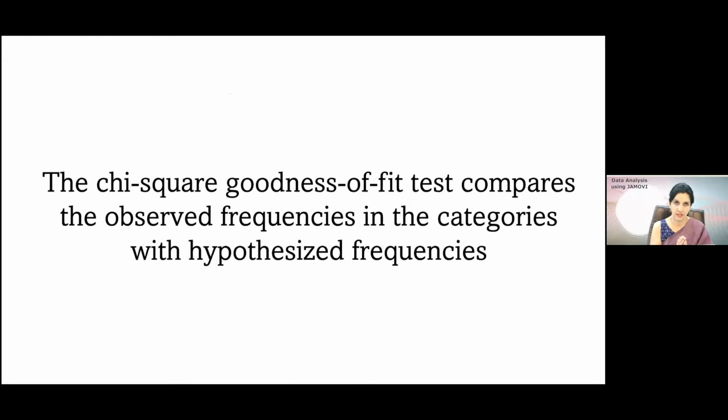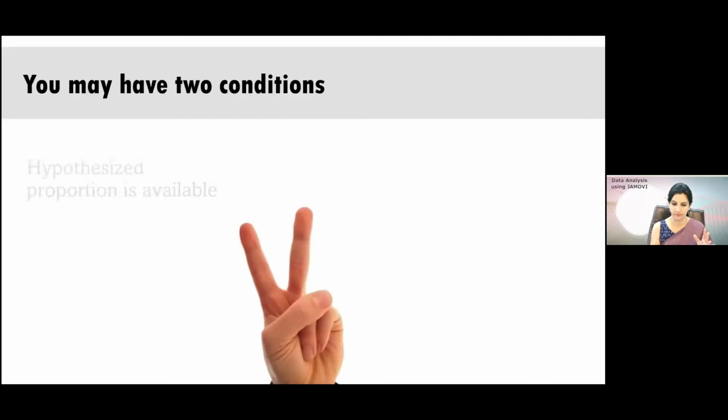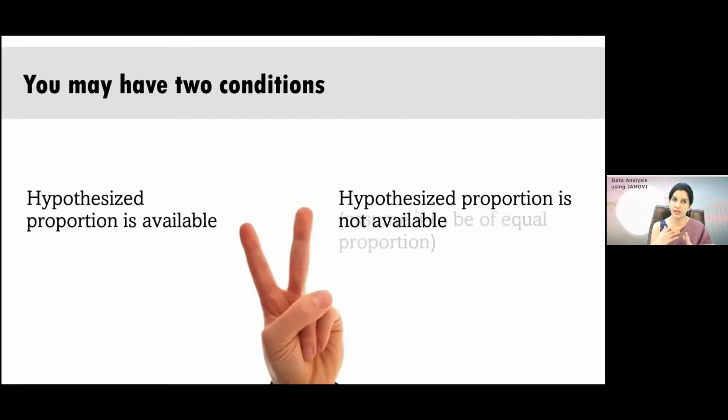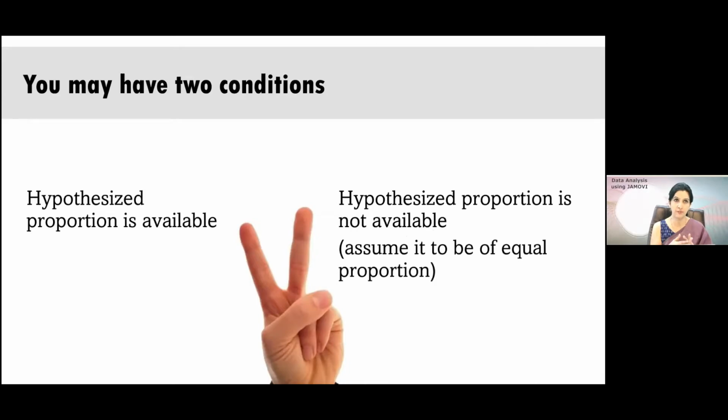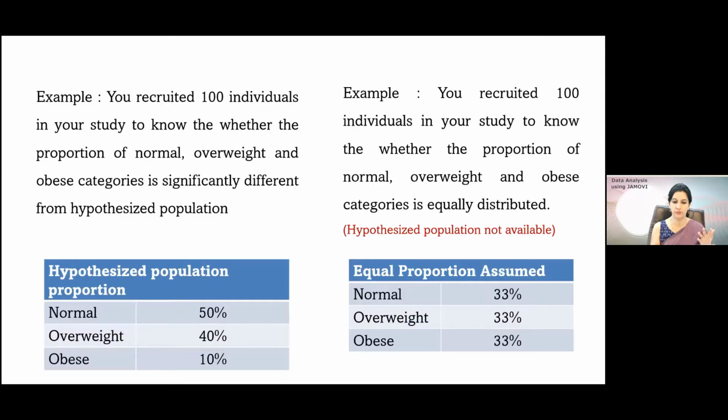So the chi-square goodness of fit test compares the observed frequency in the categories with the hypothesized frequency. And we discussed that if the hypothesized frequency is known, you can put that, and if it is not known, then you take equal proportion. So again, this is the same thing: if the hypothesized proportion is available, then you can quote that, and if it is not available, you can say that it is of equal proportion.